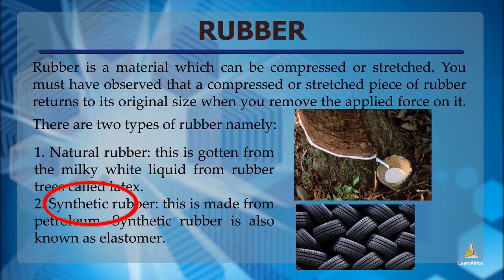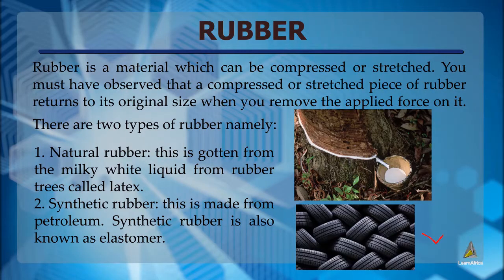The second type of rubber, which is synthetic rubber, is made from petroleum. It is also known as elastomer. It is not a natural kind of rubber. These images show tires made from synthetic rubber or elastomer.